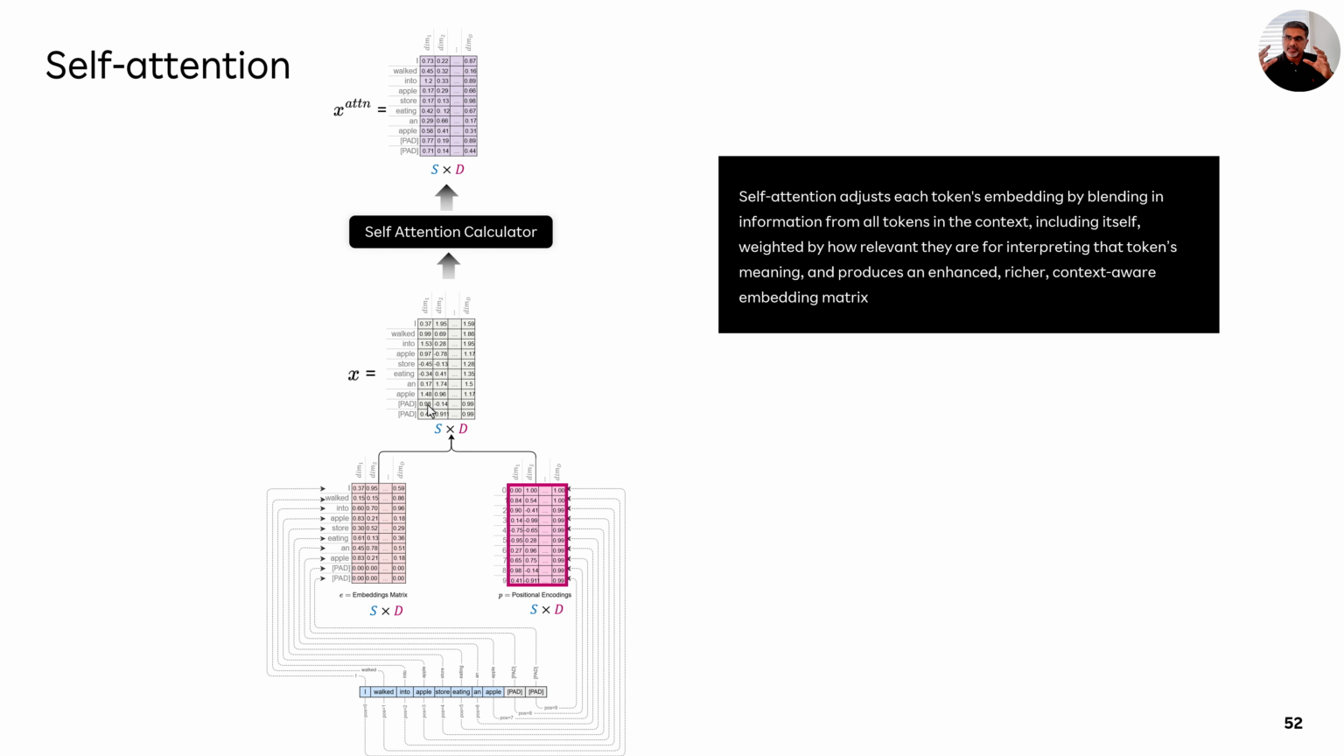Right, now before we get into the implementation, I wanted to take a moment to explain what self-attention is in one sentence. Okay, so this is a sentence, and I'm going to unpack it a few words at a time. The first one is: self-attention adjusts each token's embedding.